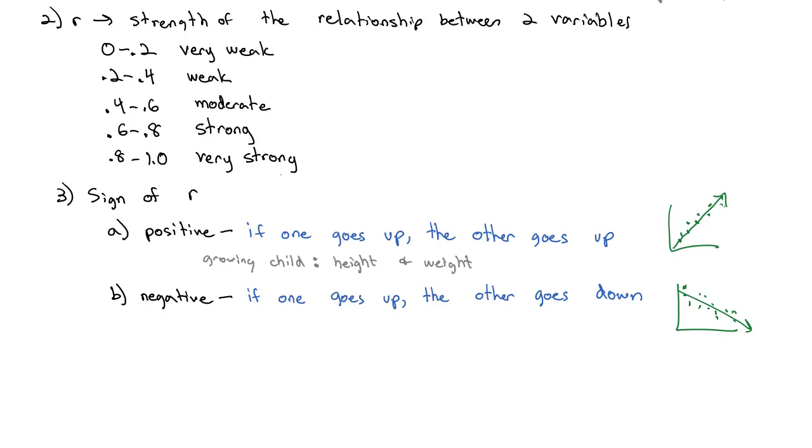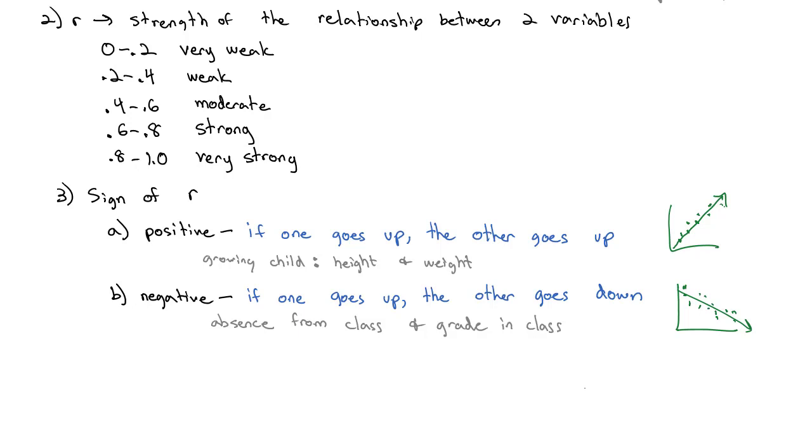An example of something with a negative relationship might be comparing your absences from class and your grade in the class. And it might make sense that as the absences go up, the grade is going to go down. If the absences go down, the grade is probably going to go up. They're going in opposite directions. We're going to have a negative sign on r.